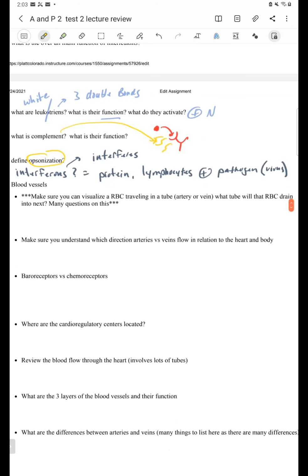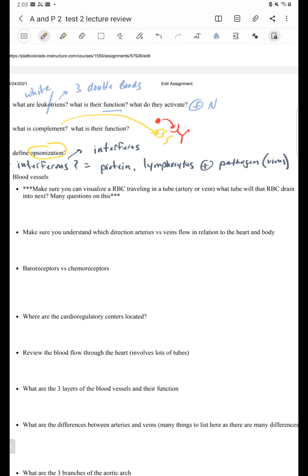But some other things are more concept things. Arteries are more oxygenated. The blood is oxygenated in the artery family: capillaries, arteries, arterioles. And the veins are mostly deoxygenated. Arteries travel away from the heart and veins travel toward the heart.